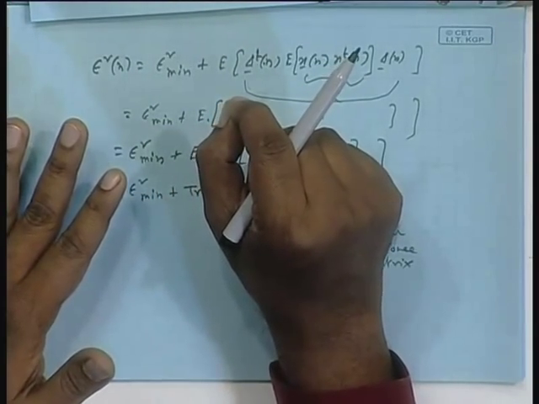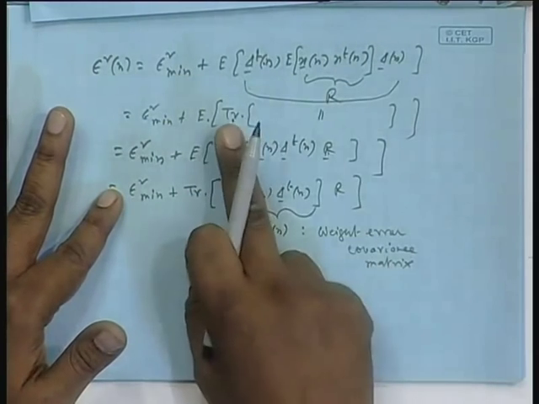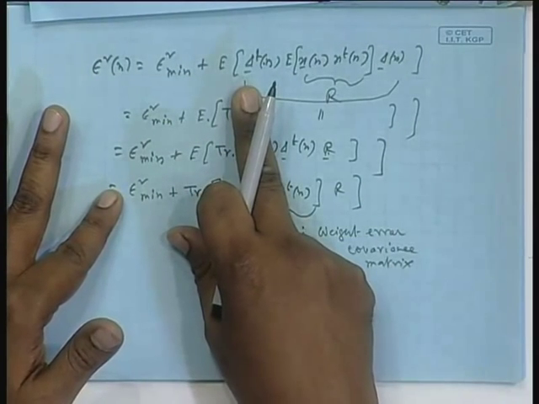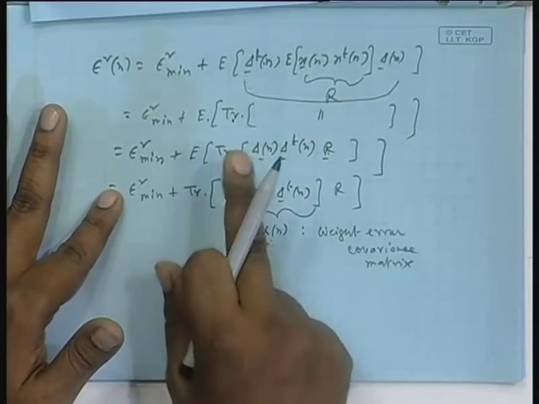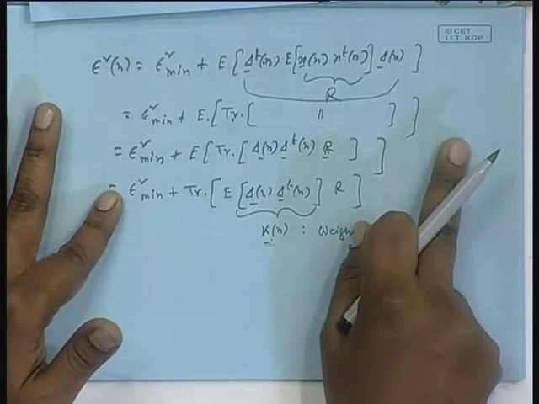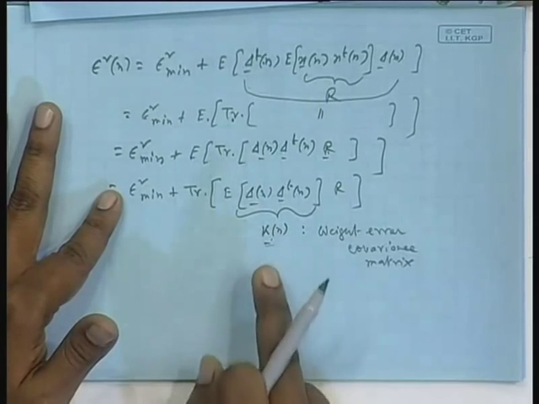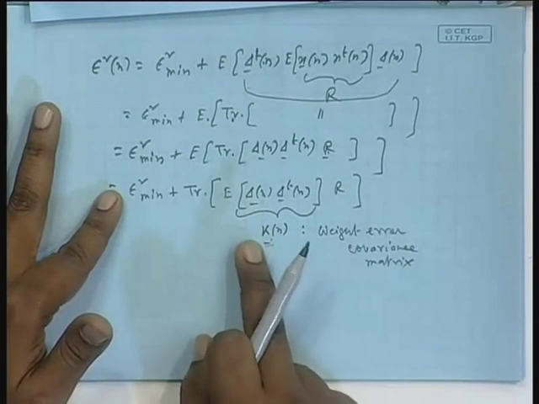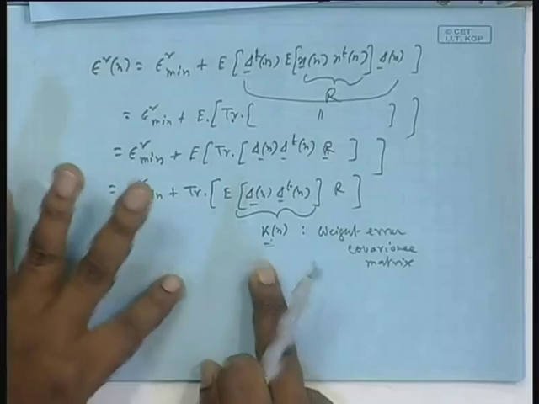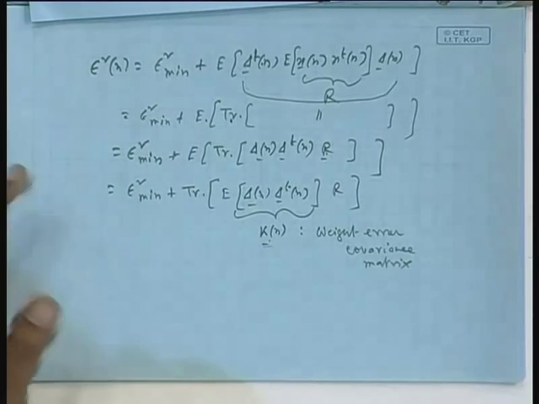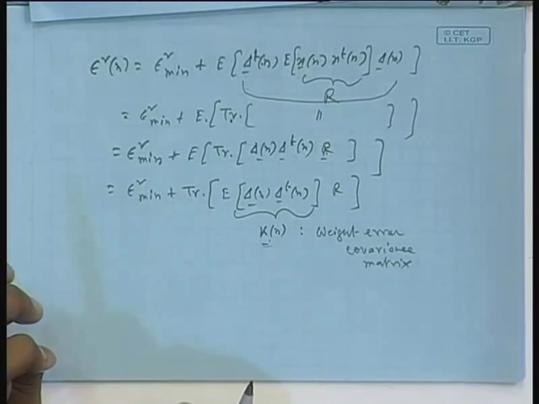But I brought in trace so that delta could be brought to the beginning using the fact that trace of A B equals trace of B A. And then I can happily push R out and I get a covariance term here. This covariance matrix, what is the significance if you take the diagonal elements? I am primarily interested in the diagonal. What are the diagonal elements? Diagonal elements will be the variances.